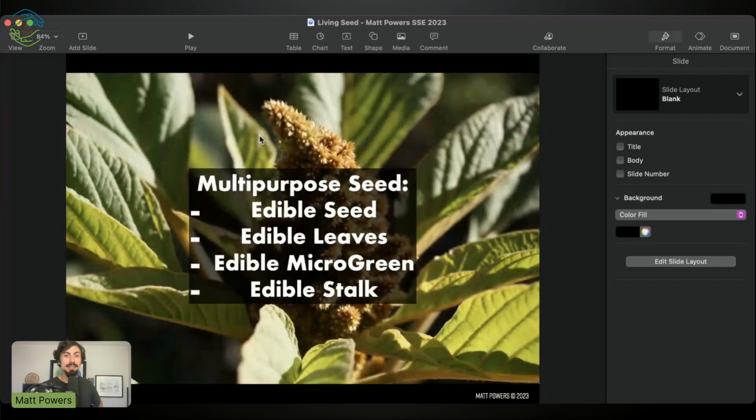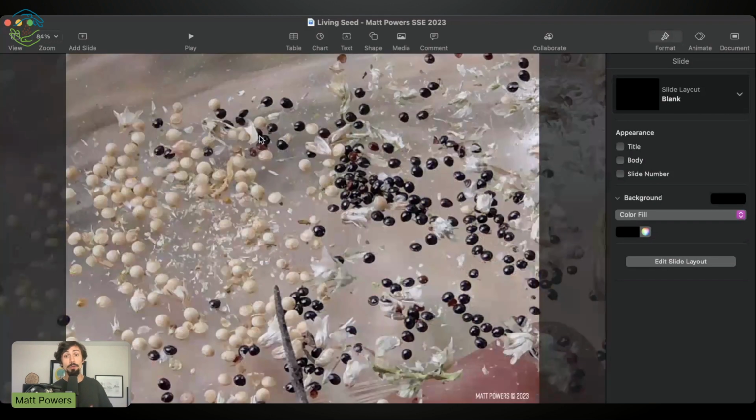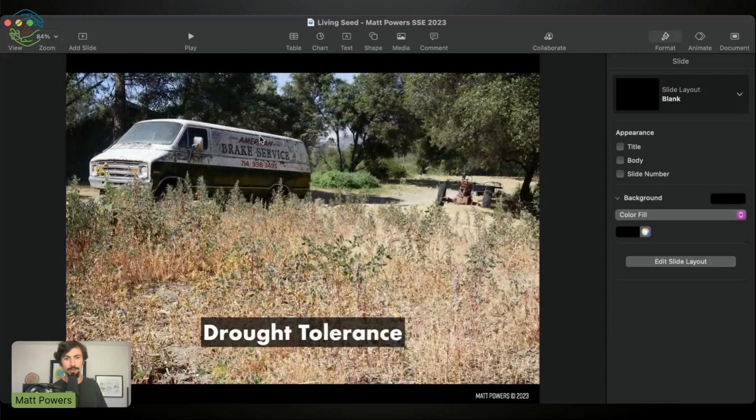Multi-purpose seeds. I am from the permaculture survival kind of world. So edible seed, edible leaves, edible microgreens, edible stalk. If everything goes wrong, we have food. And then drought tolerance. If suddenly we don't have any water, these seeds, this amaranth can grow without any water in that heat. I mean, look at the white ground on the left side.